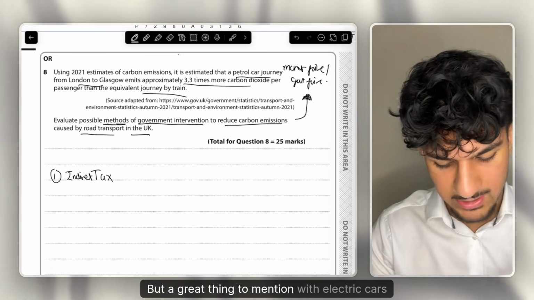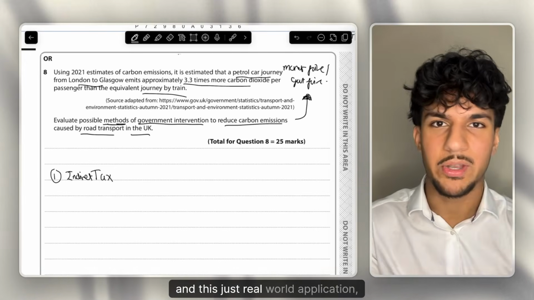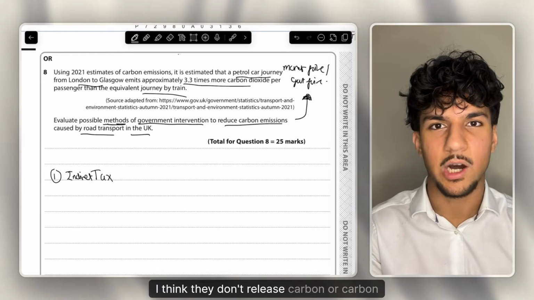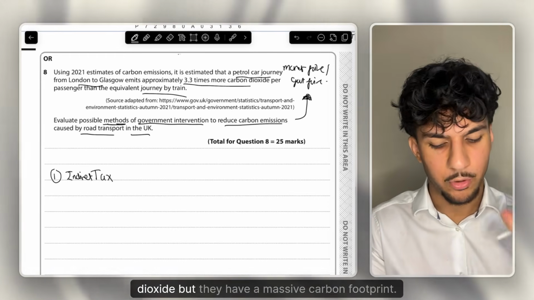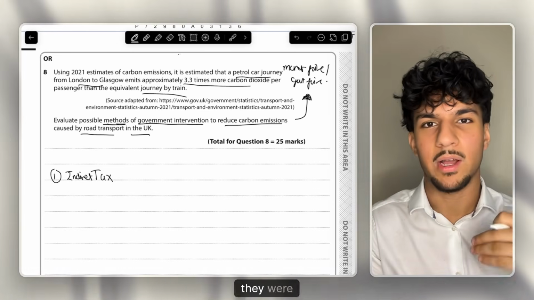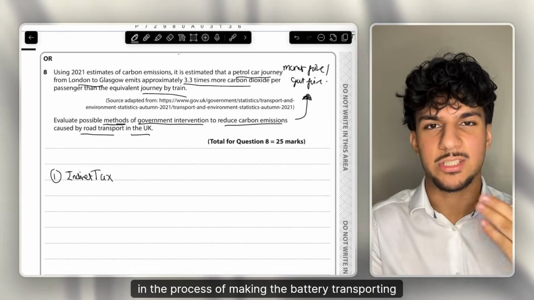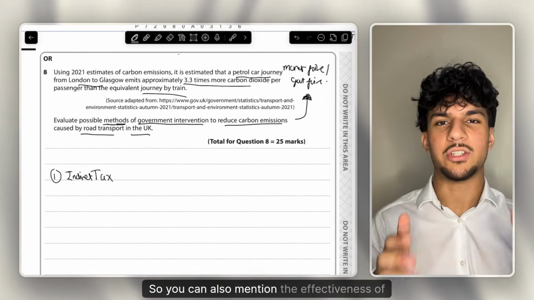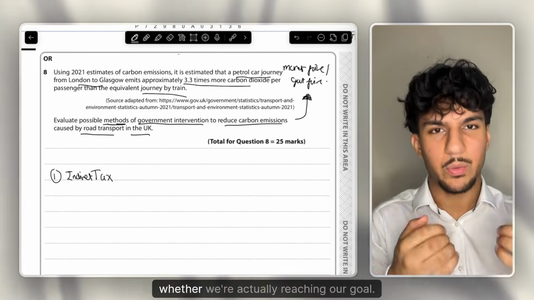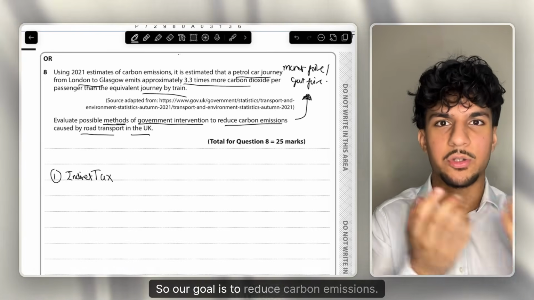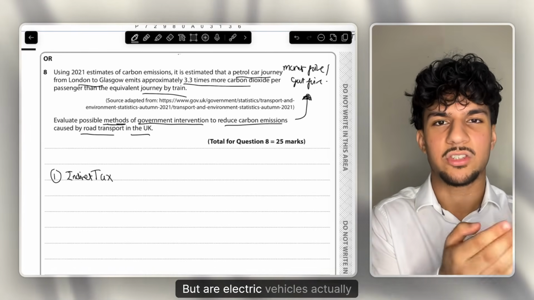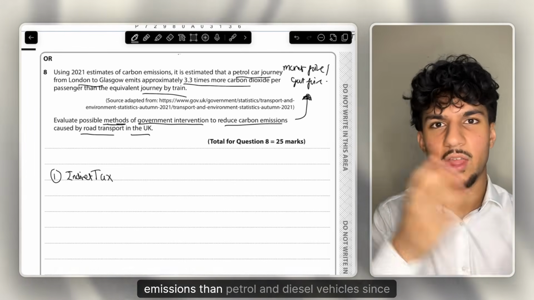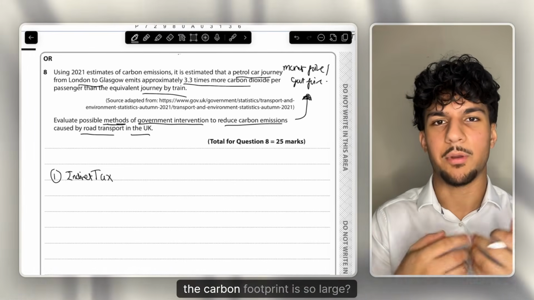But a great thing to mention with electric cars, and this is just real world application, is that although they don't release carbon dioxide, they have a massive carbon footprint. In the process of making the battery and transporting these massive electrical batteries, they have a massive carbon footprint. So you can also mention the effectiveness of whether we're actually reaching our goal. Our goal is to reduce carbon emissions, but are electric vehicles actually that much more efficient in terms of carbon emissions than petrol and diesel vehicles, since the carbon footprint is so large?